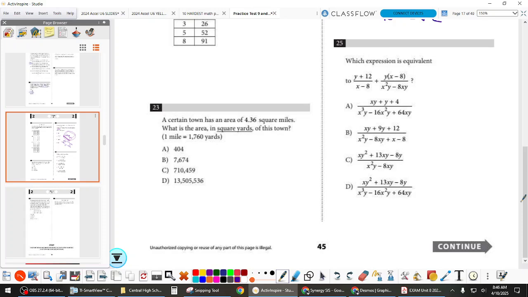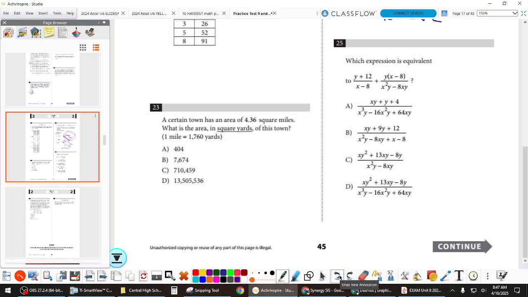Alright, which expression is equivalent? What kind of problem is this? Oh, that's last year's adding fractions, right? Yeah, we just finished it. It's figuring out a common denominator and then adding the two together. That's really all. So it means factor this. If you factor, what are you going to get?